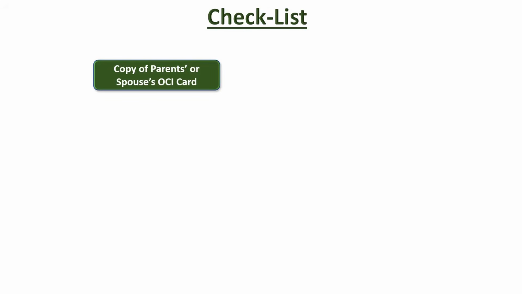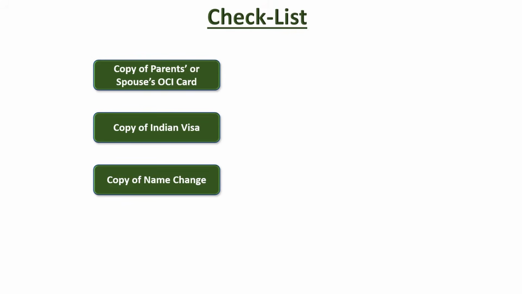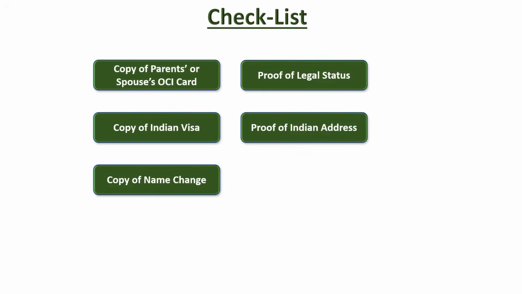Some documents will be condition-based, such as if your parents or spouse hold an OCI card, if an Indian visa was ever issued to you, if you've changed your name due to marriage or adoption. If you are not a U.S. citizen, include proof of your legal status. If you have dual citizenship, provide evidence of other countries' citizenship. And finally, include proof of your Indian address. If you don't have any physical address in India, clearly mention that in your cover letter.